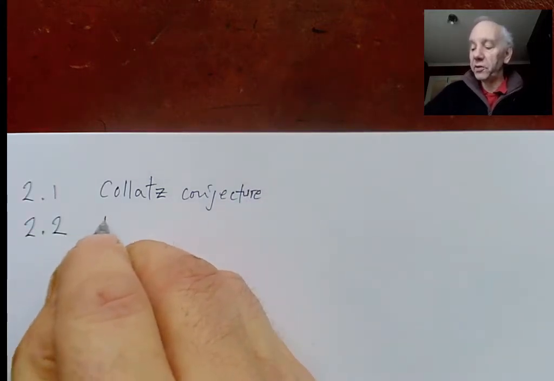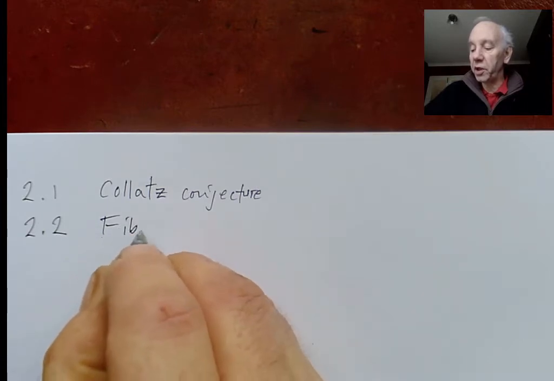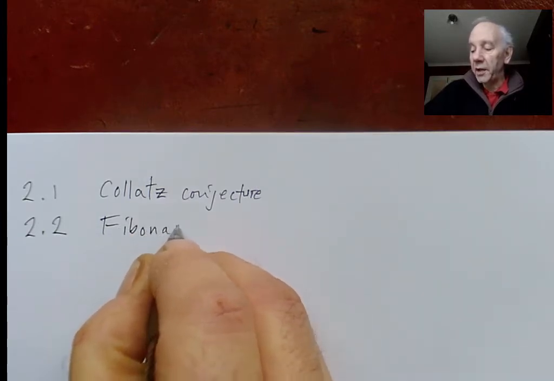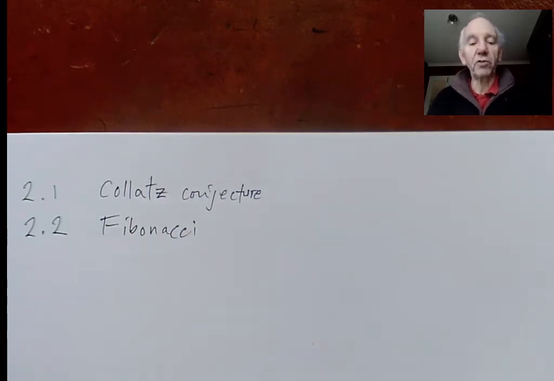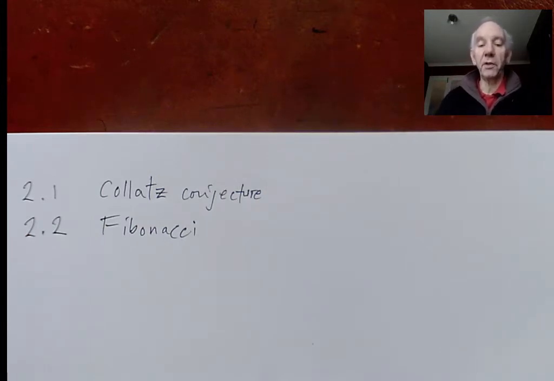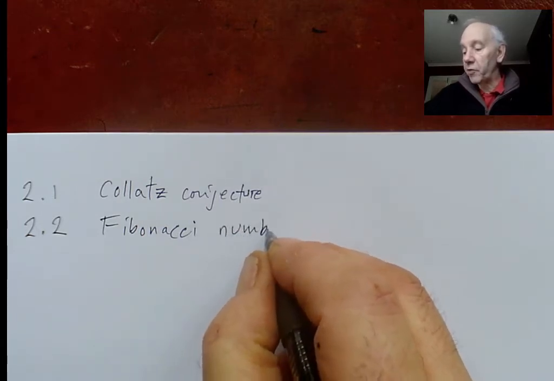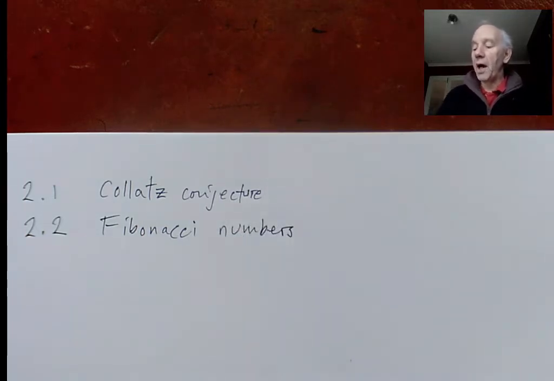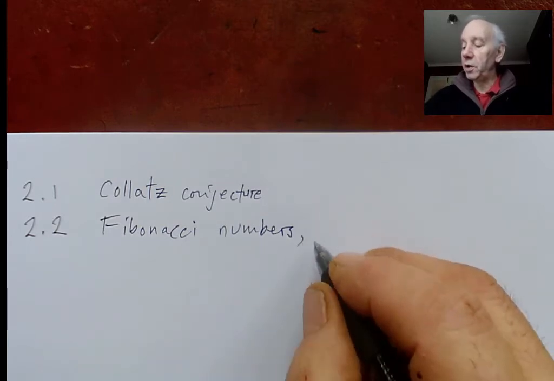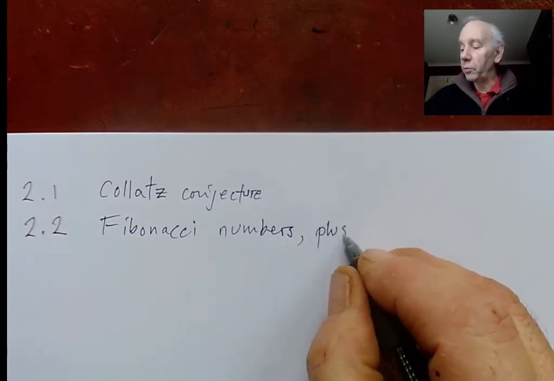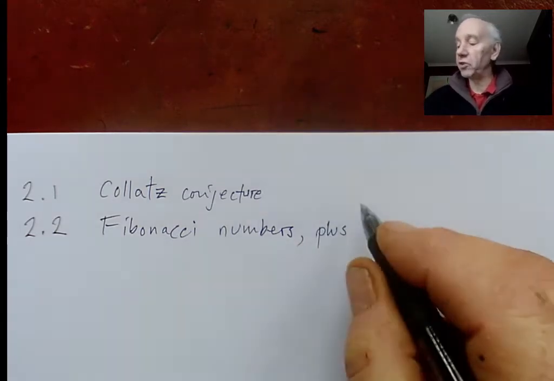Section 2.2 is devoted mainly to the Fibonacci numbers. And I talked about these in the introductory video, part 1. So if you haven't seen that, please look at that, unless you know everything about the Fibonacci numbers already, which may be the case. And at the end of section 2.2, there are some formal definitions of a recurrence relation.